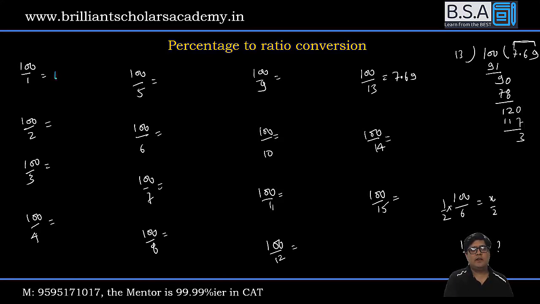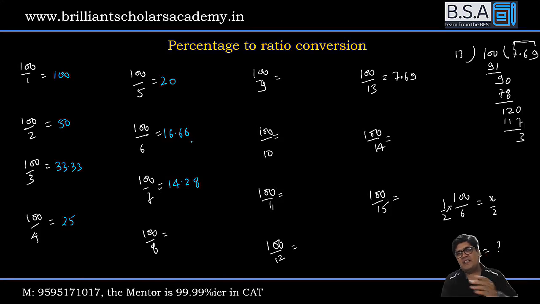So this is 100, 50, 33.33, 25. These values you have to remember. You must have these numbers at your fingertips. 20, 16.66, 14.28. The 6 is supposed to be 666 up to infinity. The 3 is supposed to be 3333 up to infinity.